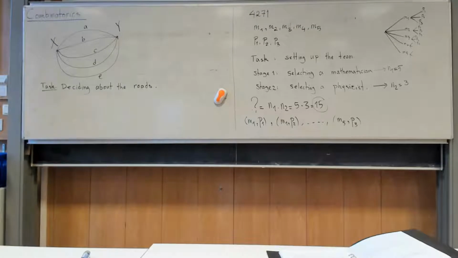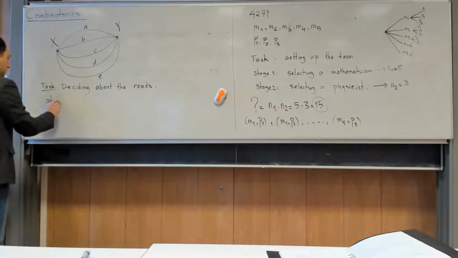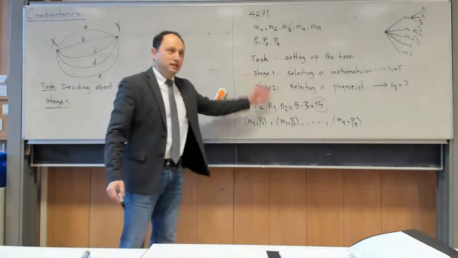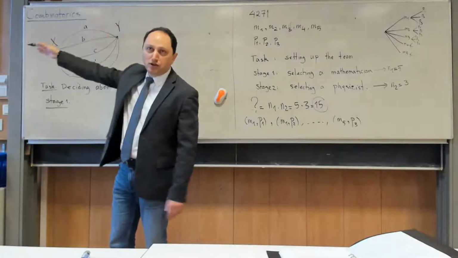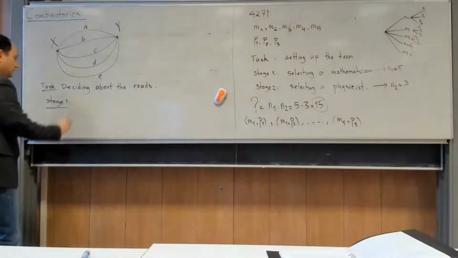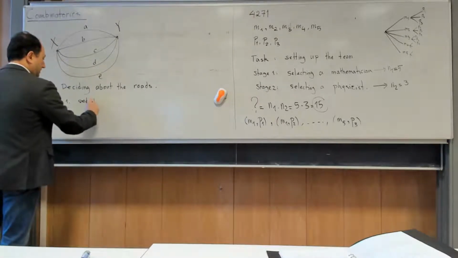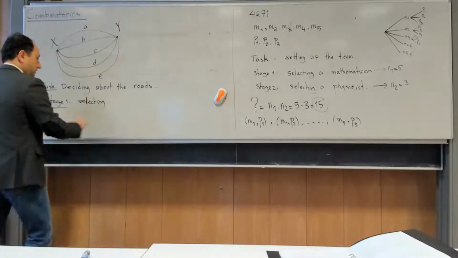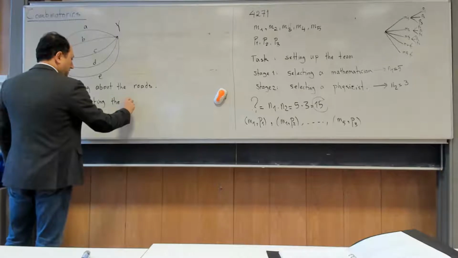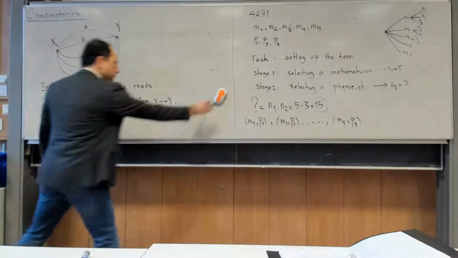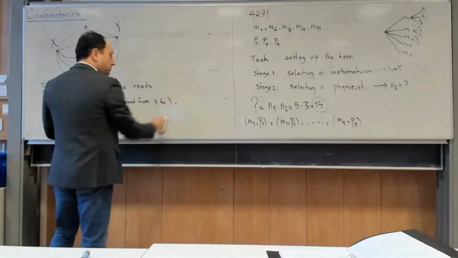Now, can this task be broken down into 2 stages? Yes, because it is very clear it's 2 stages. So what is stage 1? There is a natural order here. In that case, there was not a natural order, but in this case, you have to go first to Y, then decide to come back. So it's better to write stage 1 is selecting the road from X to Y. This is the first stage.